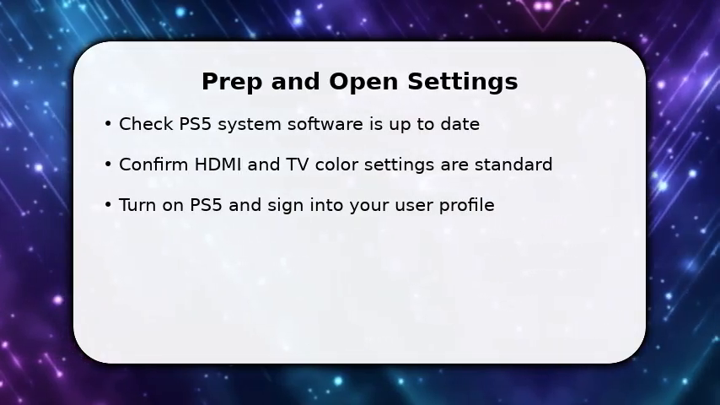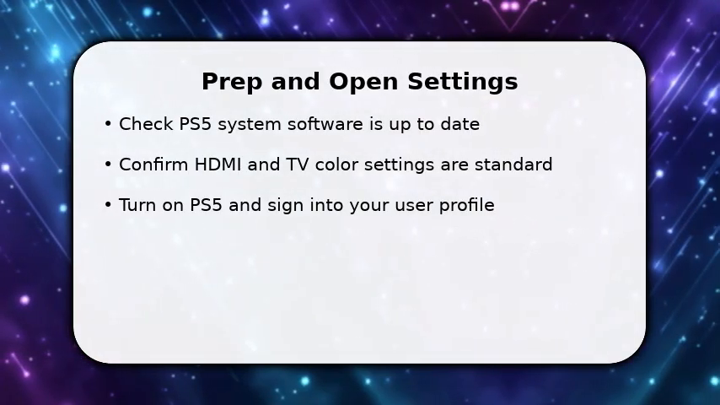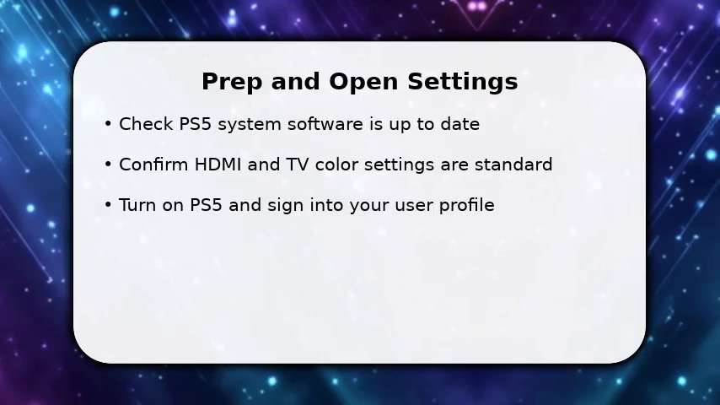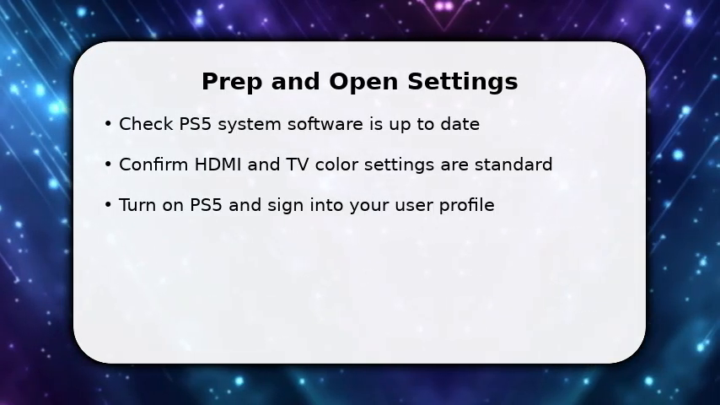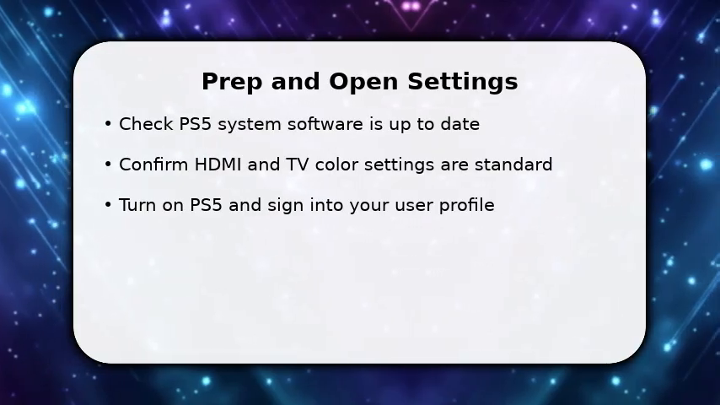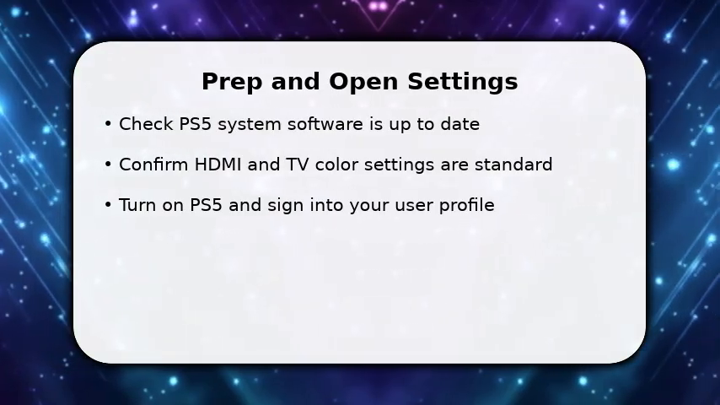From there, navigate to Settings. You need accessibility to reach color options. Begin with accessibility rather than display so changes apply to UI and games. This prevents toggling unrelated TV settings.